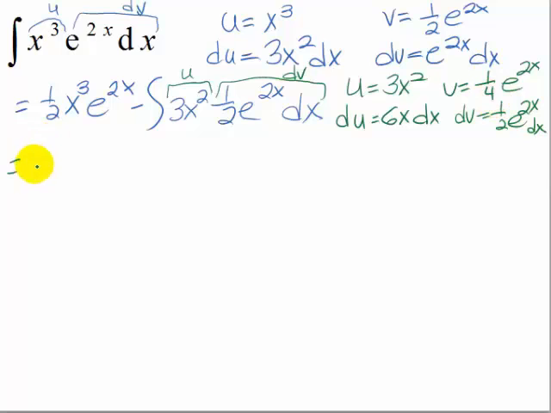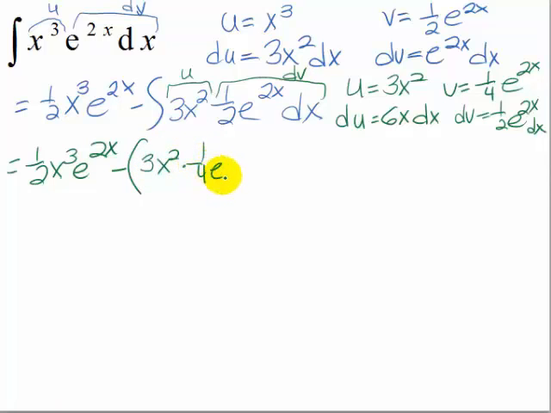Now applying the formula, then we still have this 1/2 x cubed e to the 2x out in front, minus, and that applies to all of this here, uv, 3x squared times 1/4 e to the 2x minus integral of v, which is 1/4 e to the 2x, and du, which is 6x dx.